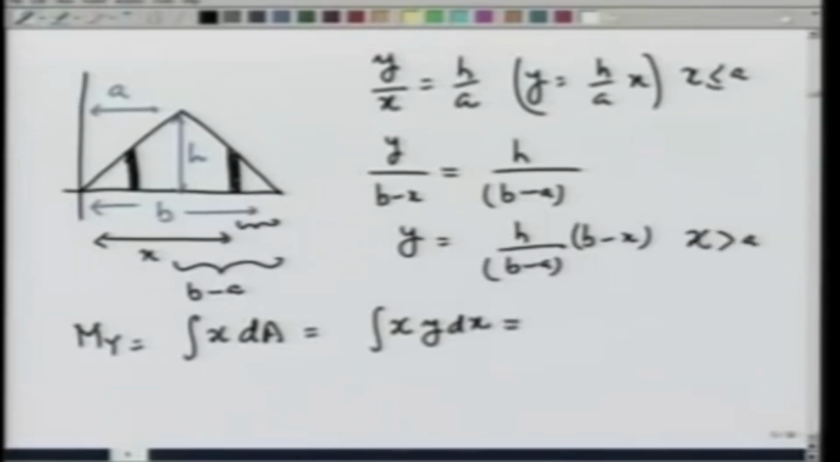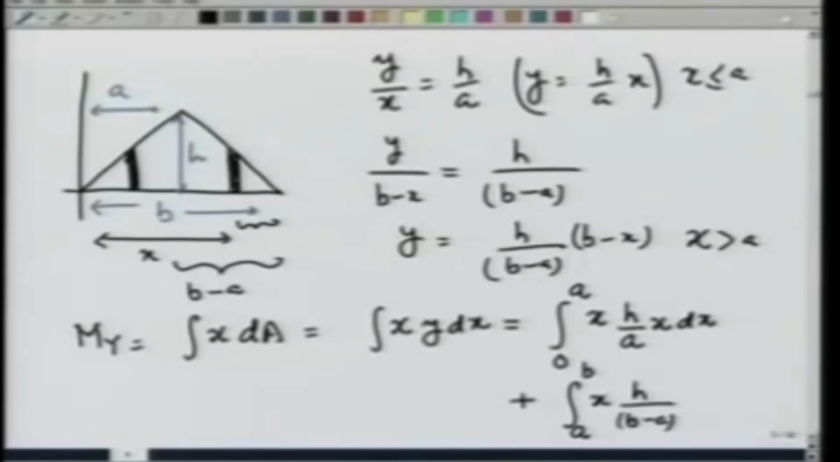So, I am going to write this as integration 0 to a x y, up to a, y is h over a x dx, plus a to b x h over b minus a times b minus x dx, that is m y, and you calculate this, the integrations you can perform easily. You get an answer for m y.